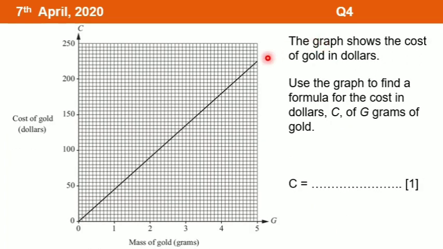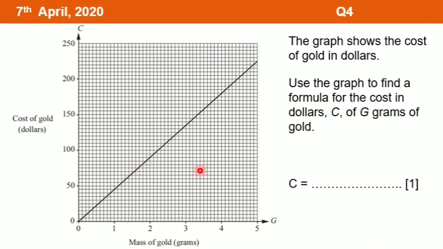Question 4. The graph shows the cost of gold in dollars. So this is the graph. The cost in dollars is on the y-axis and the mass of the gold is on the x-axis. Use your graph to find the formula for the cost in dollars of grams of gold. If the question asks for a formula, it's easy. We just need to find the gradient of the graph.